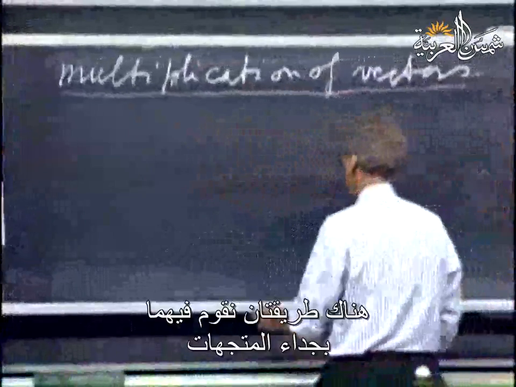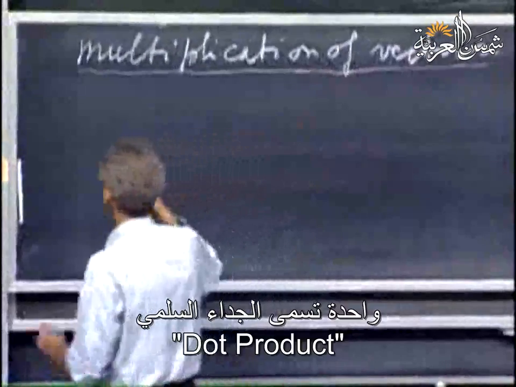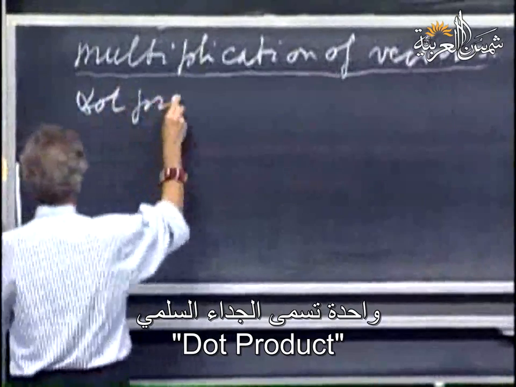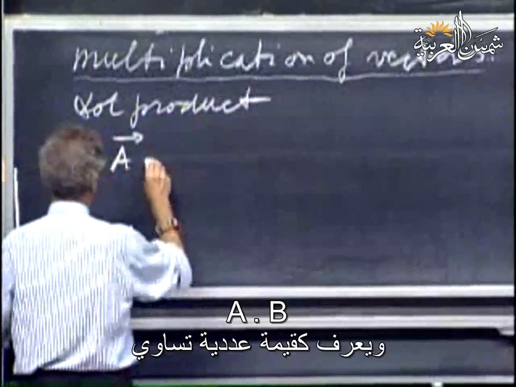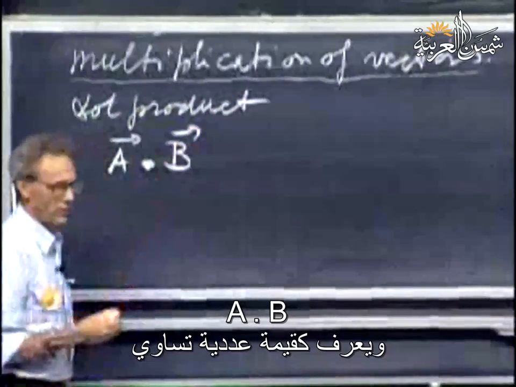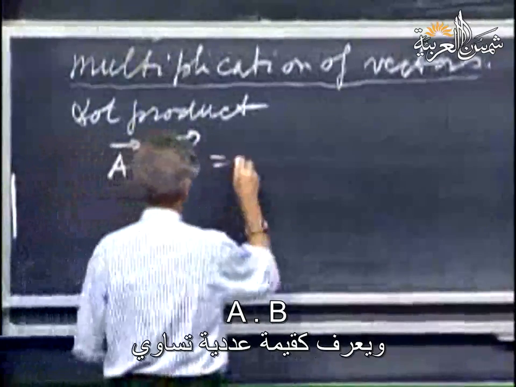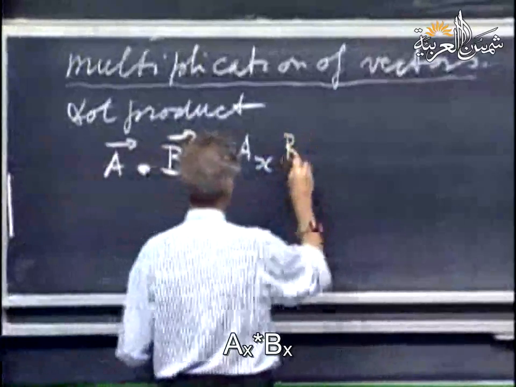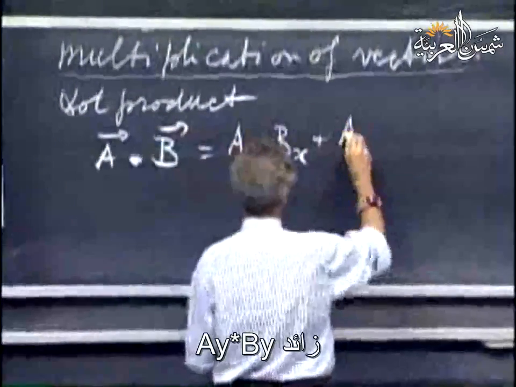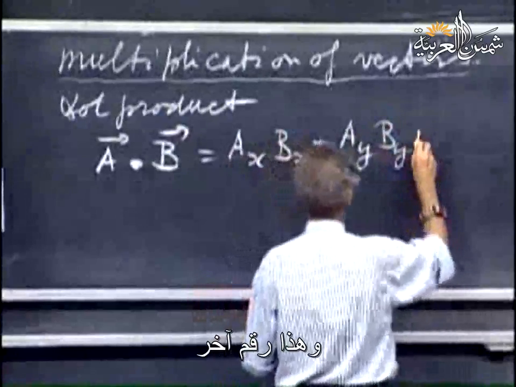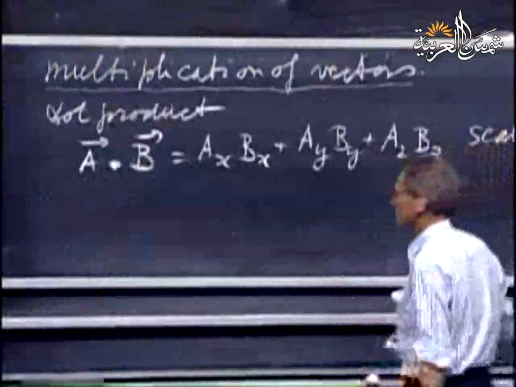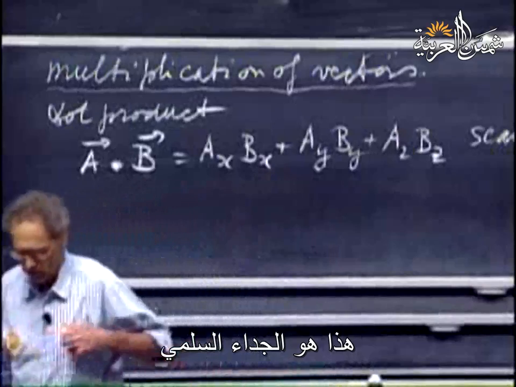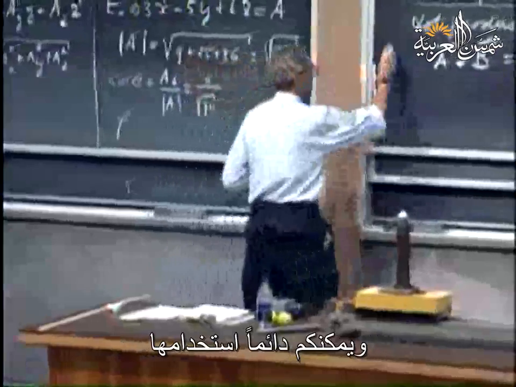There are 2 ways that we multiply vectors, and one is called the dot product, often also called the scalar product. A dot B, a fat dot. And that's defined as it is a scalar, A of x times B of x, just a number, plus A of y times B of y, that's another number, plus A of z times B of z, that's another number. It is a scalar. Has no longer a direction. That is the dot product. So that's method number one. That's completely legitimate, and you can always use that.